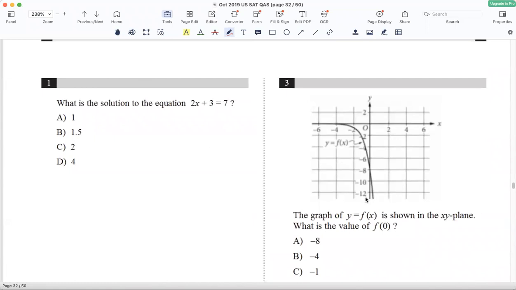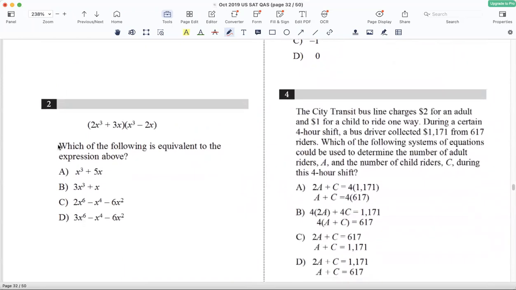Question 1. What is the solution to the equation 2x plus 3 equal to 7? So 2x plus 3 is 7. So 2x is 4. So x is 2. Option C.